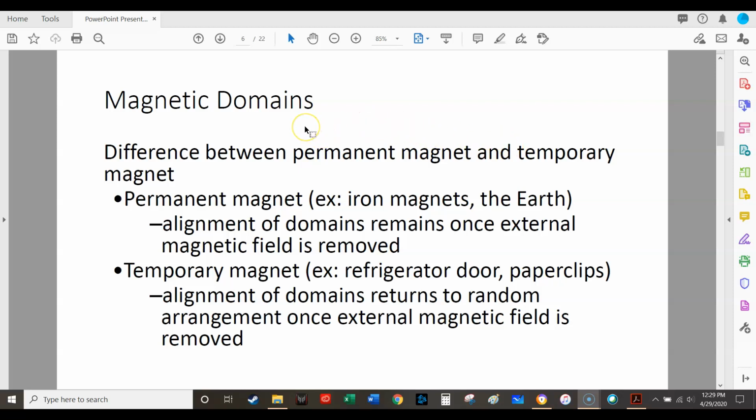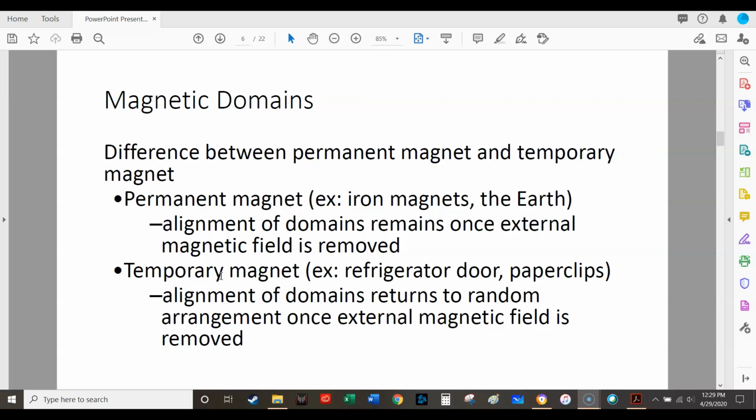And again, there's that kind of system where they're either a permanent magnet or they're ferromagnetic, and that means they're a temporary magnet where they could become magnetic under the right conditions.